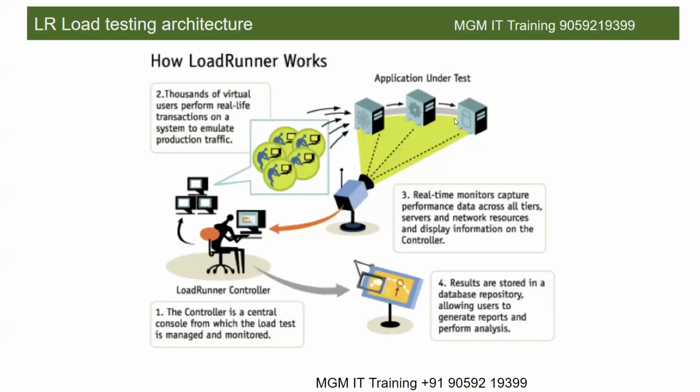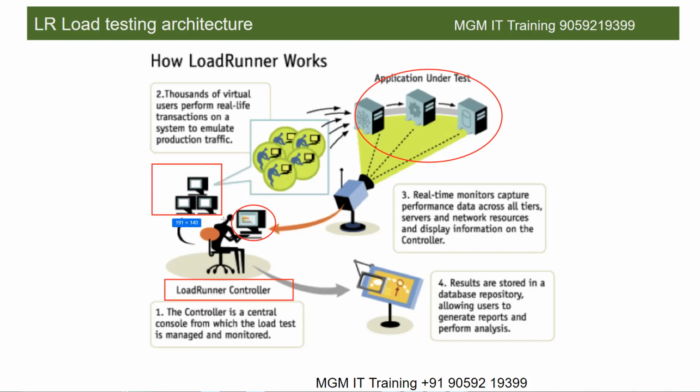So observe here. Assume that this is your application under test. The first box is your web server. The second box is the app server in this highlighted part. The third box is the DB, that is the database symbol, right? And this is called the controller machine. You can see it mentioned clearly along with the description. This is the controller machine, and these are load generator machines.